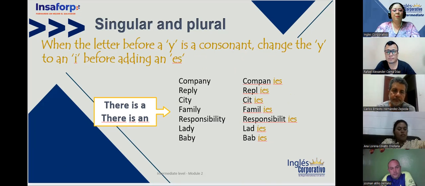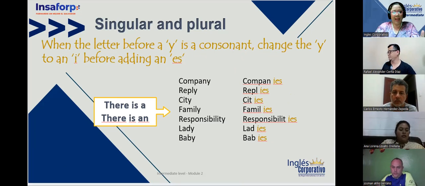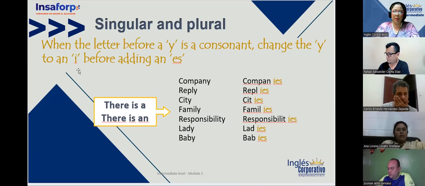Great. When the letter before Y is a consonant, okay. Antes de la Y, una consonante, we change the letter Y to an I before adding ES. Company, companies, okay? Replies. Cities. Families.